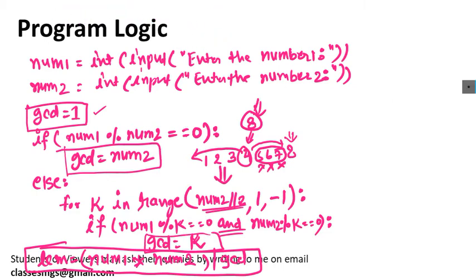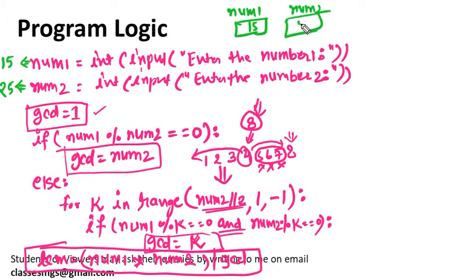Now let's suppose user has entered number 1 value as 15 and number 2 value as, let's suppose, 25. Okay, then how will it work? Number 1 we are having 15, and number 2 we are having 25, and GCD we are having currently 1.